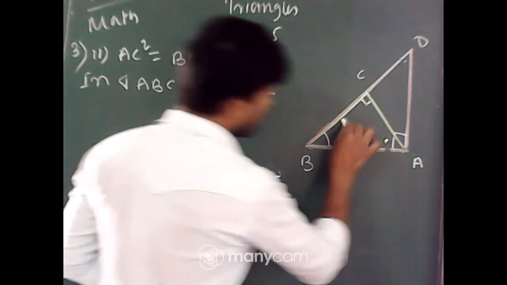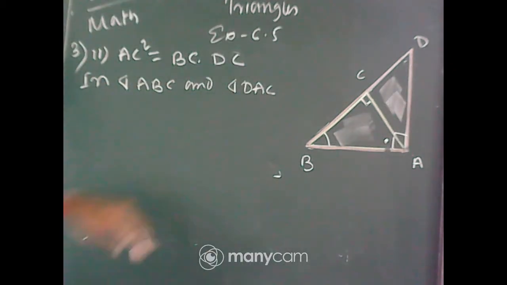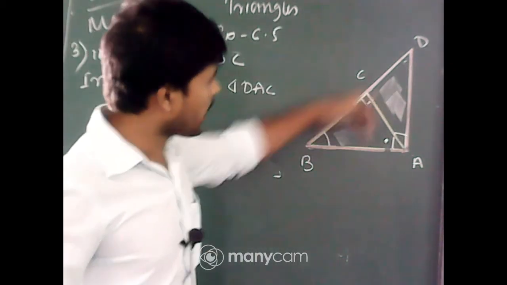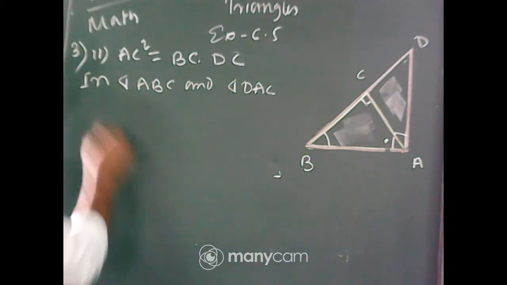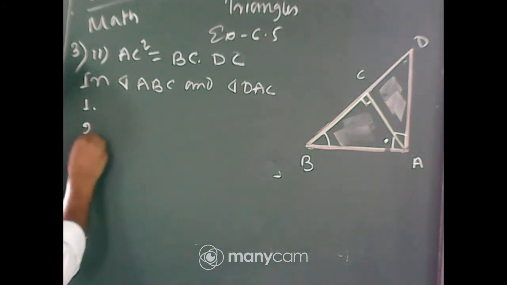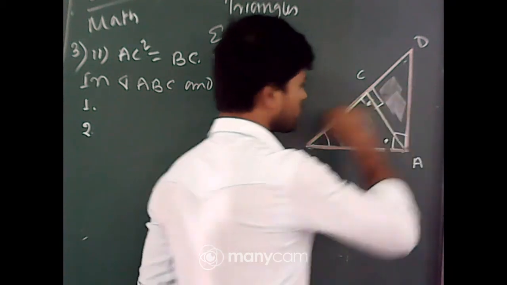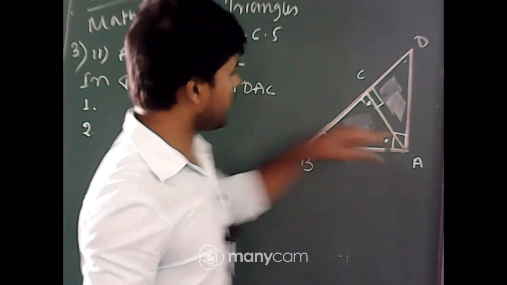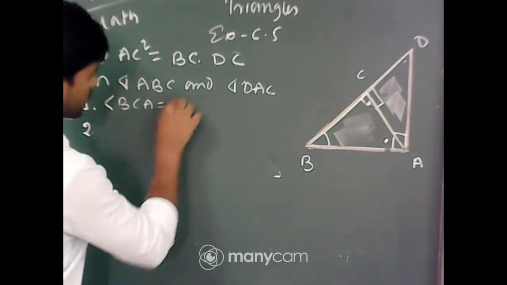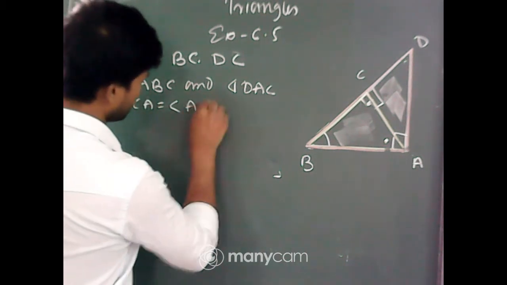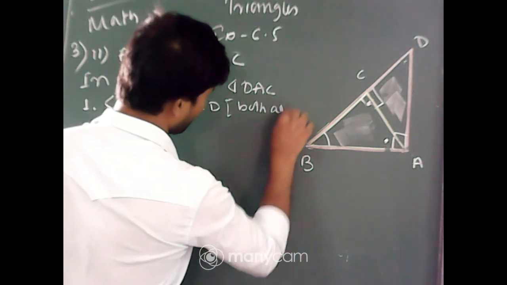Means we are comparing this triangle and this triangle. One is triangle ABC and one is triangle DAC. If I compare them, tell me two conditions. First condition is both the triangles are right angle triangles. So angle BCA is equal to angle ACD. Why? Because both are 90 degrees.